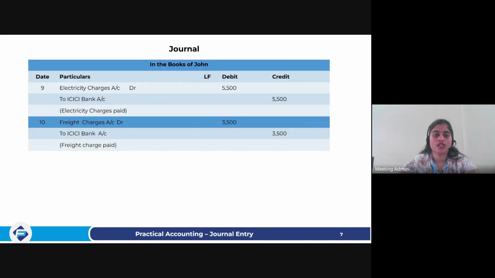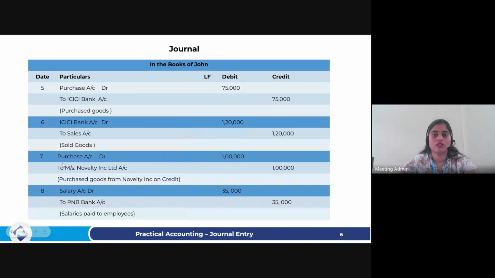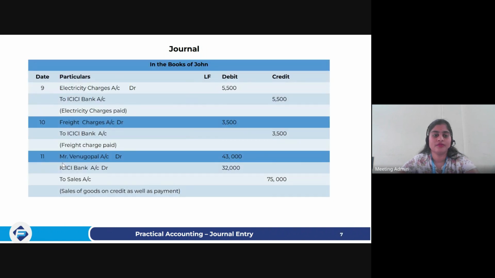For the last transaction, let me show you, that you guys have to do. Okay. So you can see Mr. Venugopal account 43,000. As I said, this is a dual entry. Mr. Venugopal account debit for the remaining amount. He paid only 32,000, so the remaining is 43,000. He will pay in credit form, and the total will be, so both sides should be equal, 75,000, 75,000.